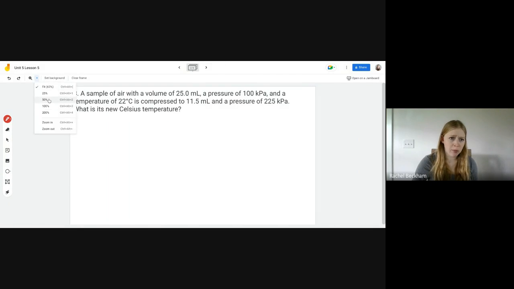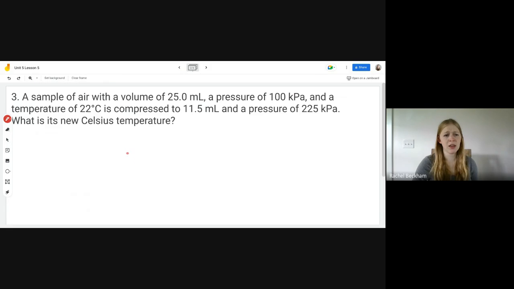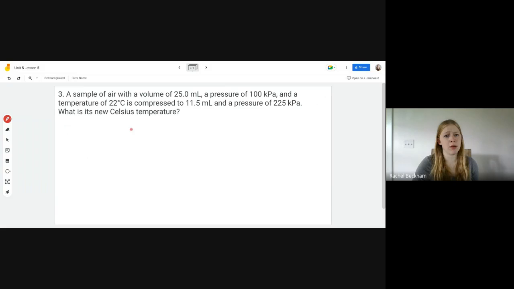Start with problem number 3. Grab a piece of paper and we'll go through it together. It says a sample of air with a volume, hold on, let me zoom out a little bit. There we go. A sample of air with a volume of 25 mL. I'm going to go ahead and write that down.